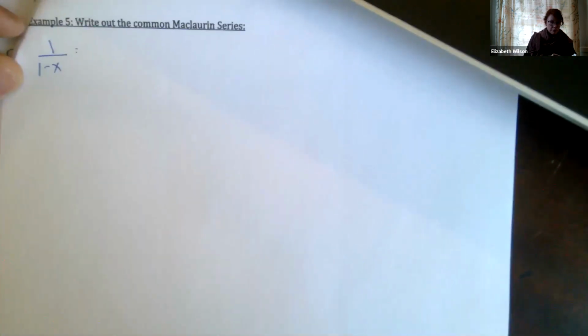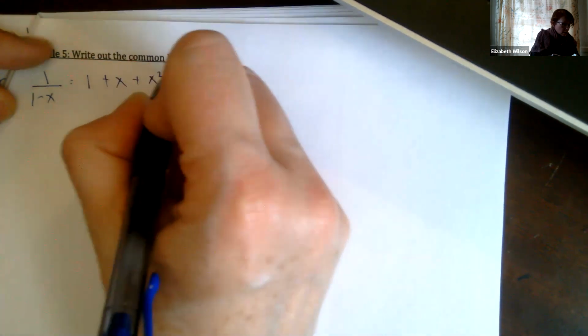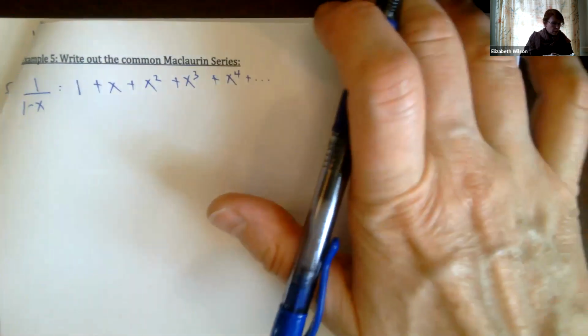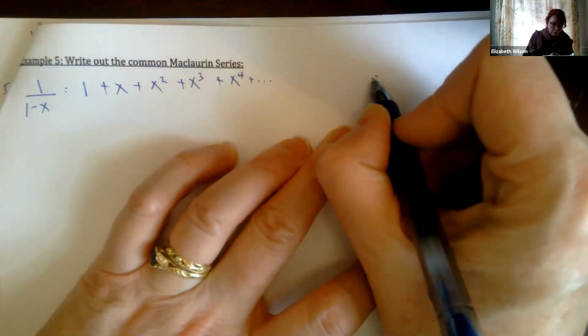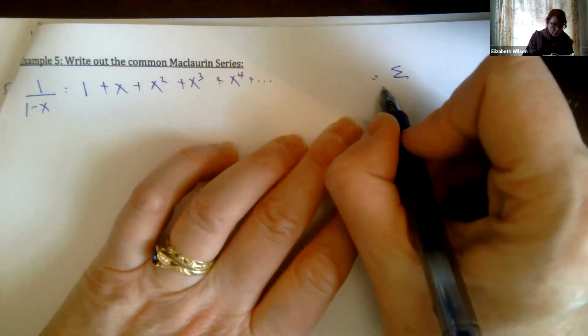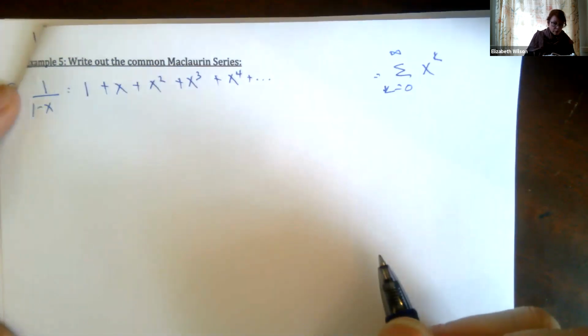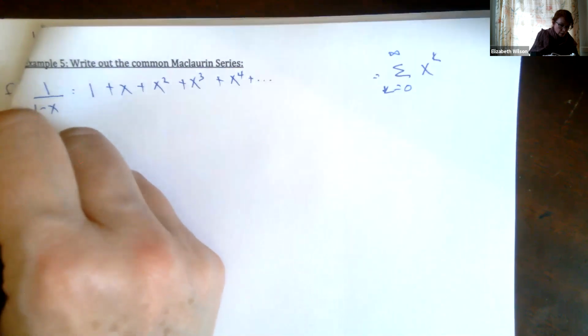Okay, so common Maclaurin series. The first one we're going to talk about is 1 over 1 minus x, and all of these are infinitely differentiable. So this looks like 1 plus x plus x squared plus x cubed plus x to the fourth, plus so on and so forth. And I'll write what the summation looks like off to the side. So that looks like, as we did before, k equals 0 to infinity, x to the k. Okay, next one, e to the x.